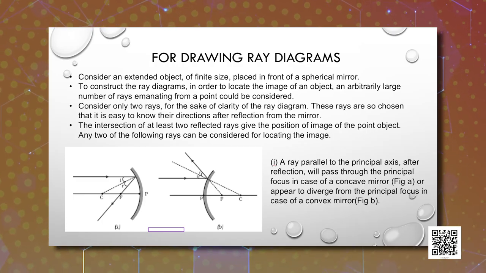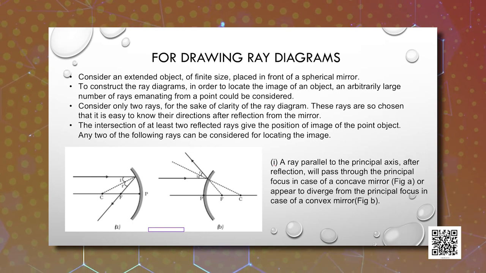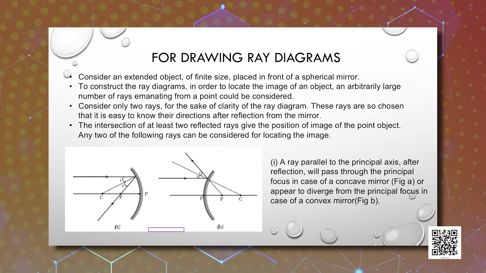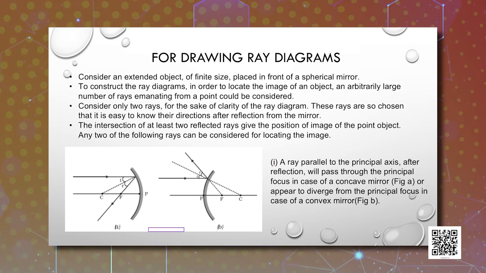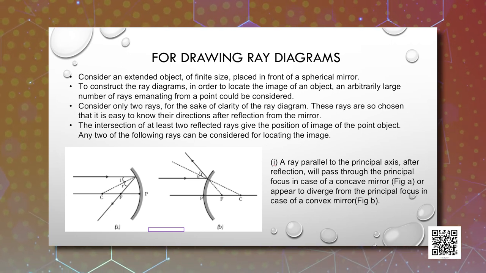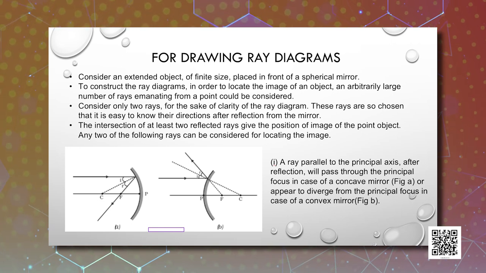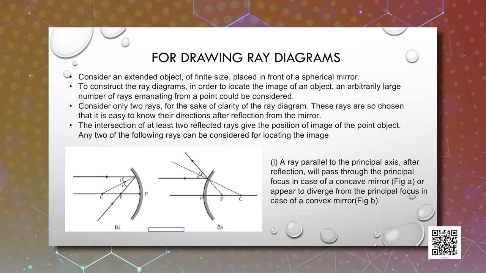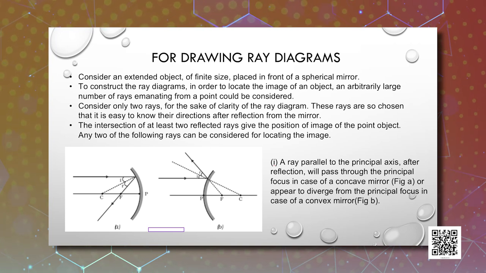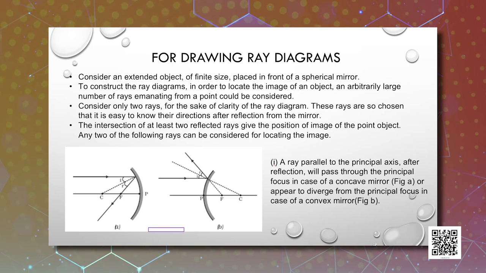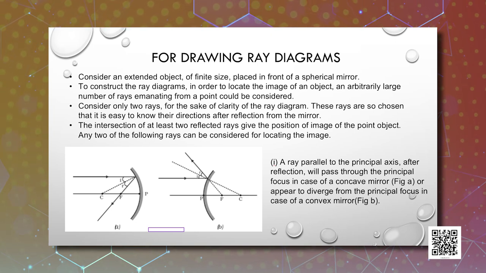These rays are so chosen that it is easy to know their directions after reflection from the mirror. The intersection of at least two reflected rays give the position of image of the point object. Any two of the following rays can be considered for locating the image. A ray parallel to the principal axis after reflection will pass through the principal focus in case of a concave mirror, or appear to diverge from the principal focus in case of a convex mirror.